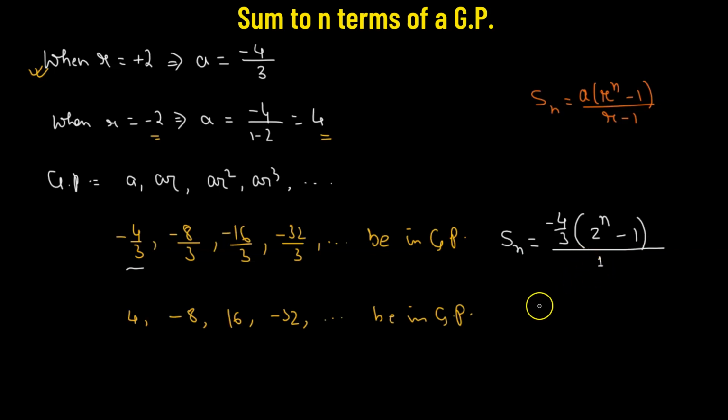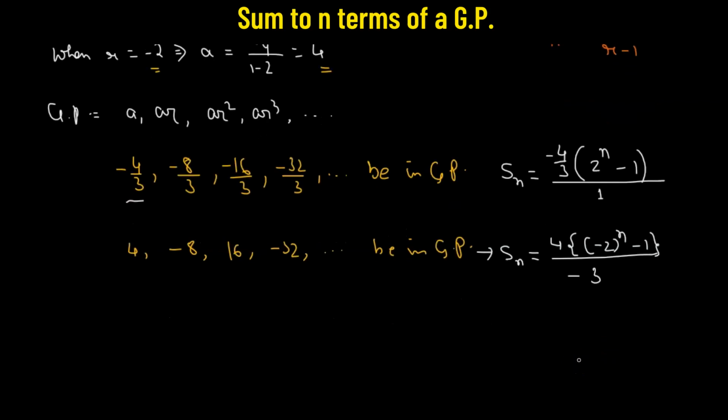And for this particular GP, the sum up to the nth term will be the first term multiplied by the common ratio, which is -2, raised to the power of n minus 1, the whole divided by -2 minus 1, which is -3. In this case, this will be -4/3 multiplied by (-2 raised to the power of n minus 1). So we have obtained two sums.